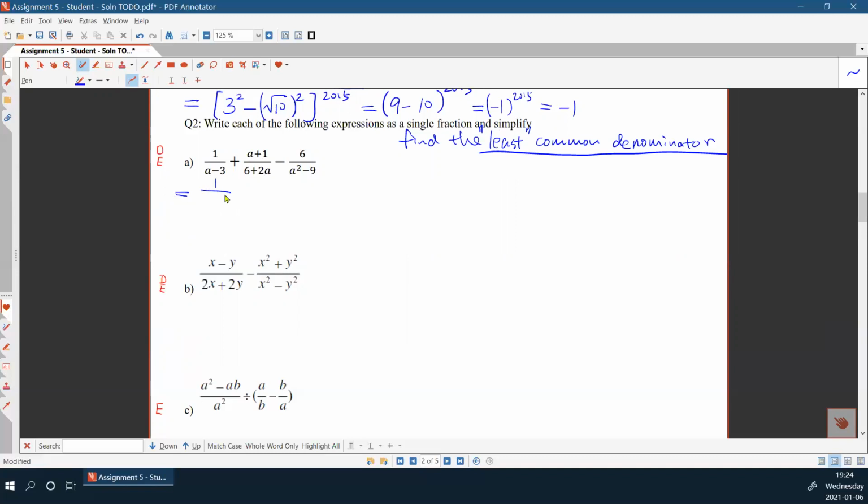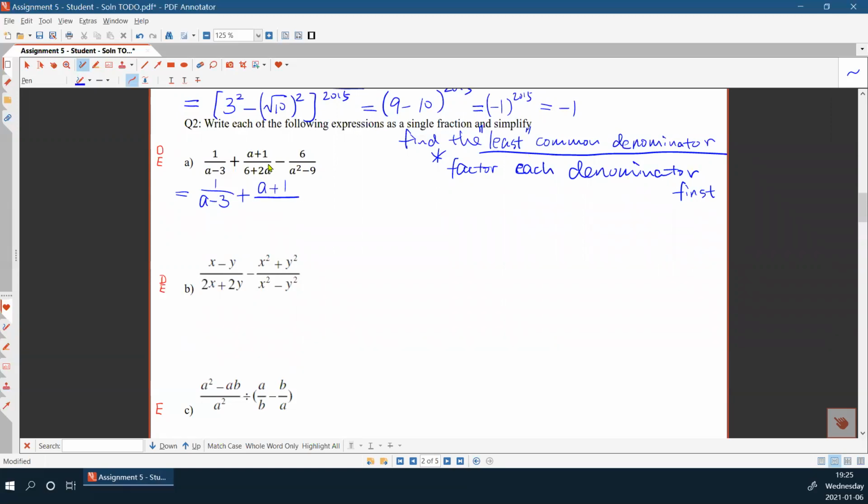First one, to find the least common denominator, it's better to factor each denominator. Okay, factor each denominator first, and then you can see their common factors. It helps you to find the least common denominator. Do not just multiply them directly, because sometimes it will complicate the question. So the original expression here is, okay, let's factor each denominator first.